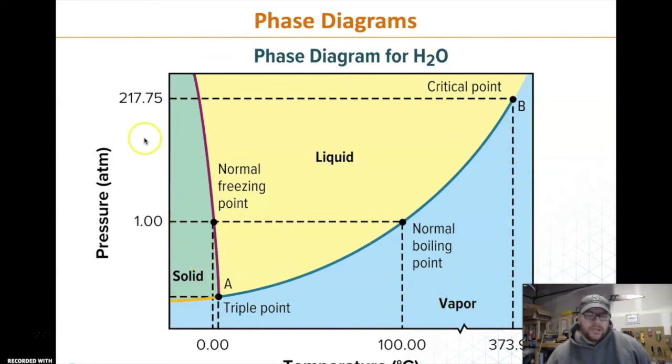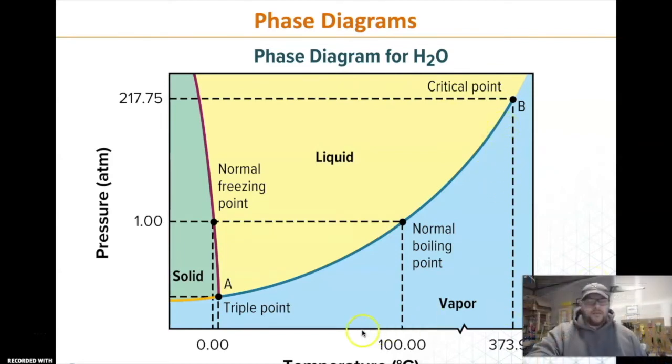So if we wanted to change the pressure to 217.75 atmospheres, for whatever reason, we'd have a solid, and then it would turn into a liquid, and it would stay a liquid until it got over here and reached the gas phase. Okay, so as I mentioned earlier, the triple point is where the three states of matter can coexist.